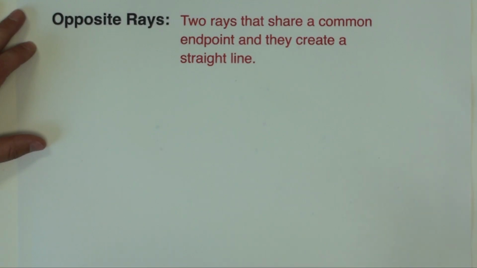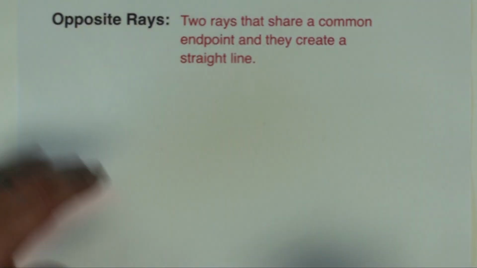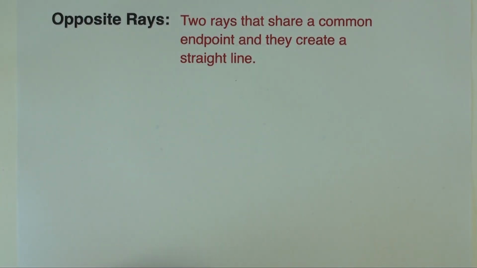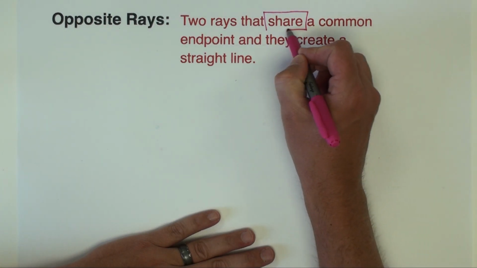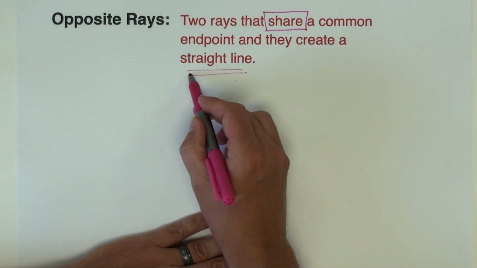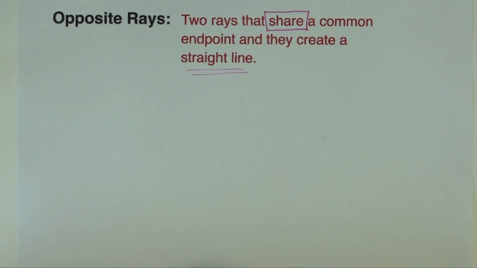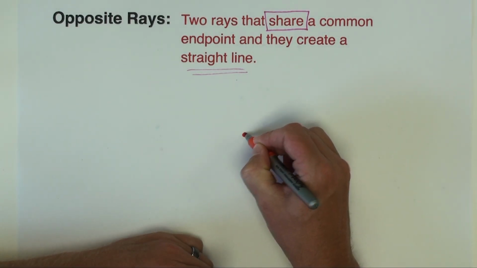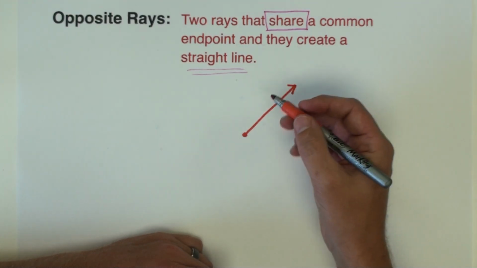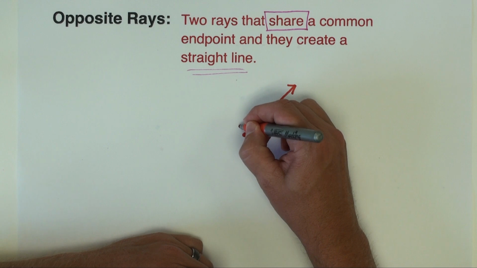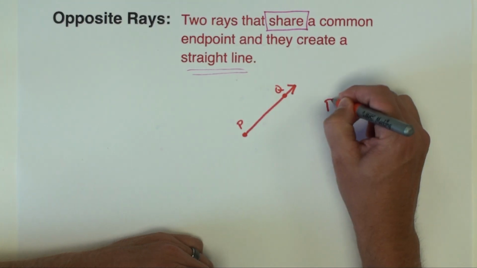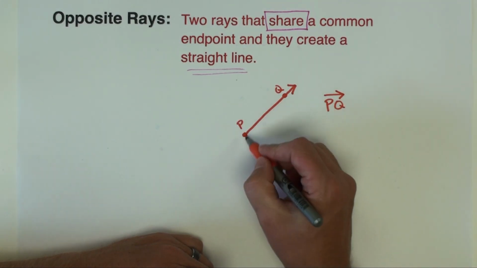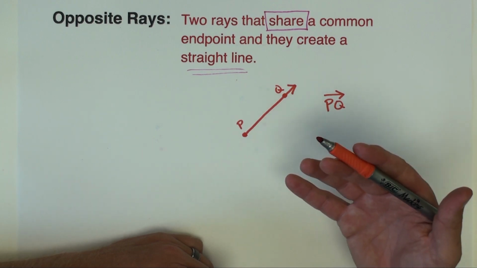Let's move on. Okay, sometimes you hear the term opposite rays. It might show up in text or in a problem. And very simply, opposite rays are two rays that share a common endpoint. They create a straight line. So opposite rays may simply look like this. Here's a ray like so. And then we have, let's call this Q and this P. So here we have ray PQ.